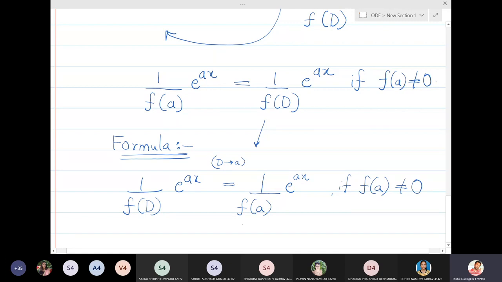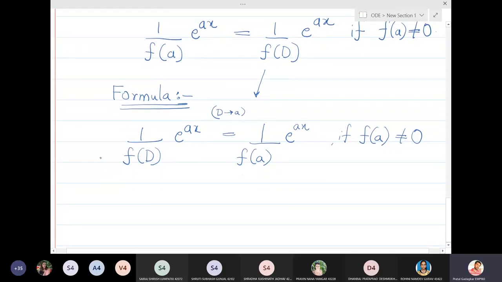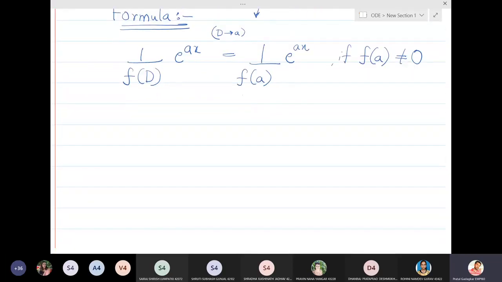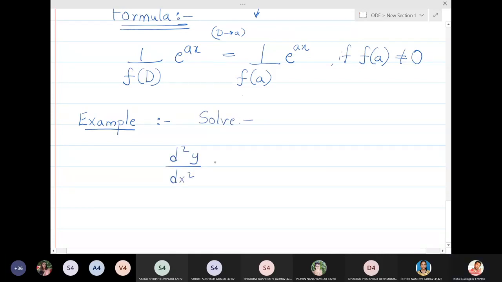Okay, so this formula we will now remember: 1 upon f of d e power ax is equal to 1 upon f of a e power ax. Now I want to see a problem. How will I solve a differential equation using this formula as fast as possible? Okay, so let me take an example. Solve d2y by dx square plus 3dy by dx plus 2y is equal to e raised to 5x.